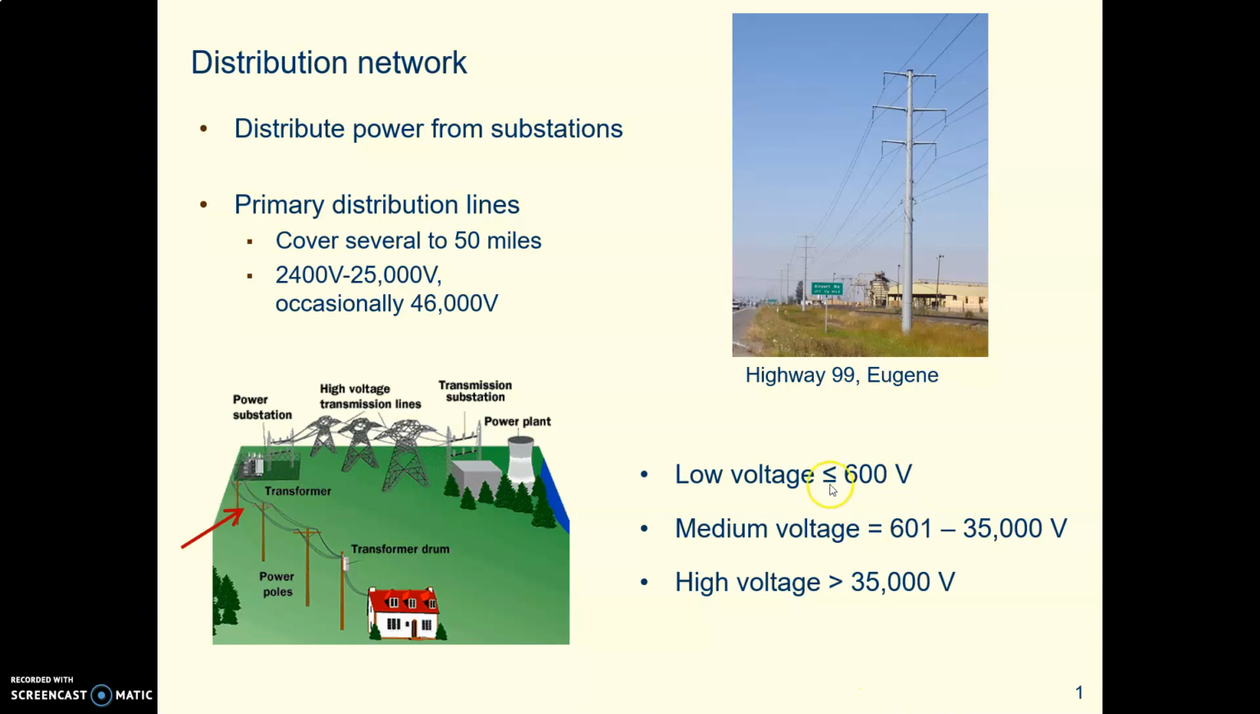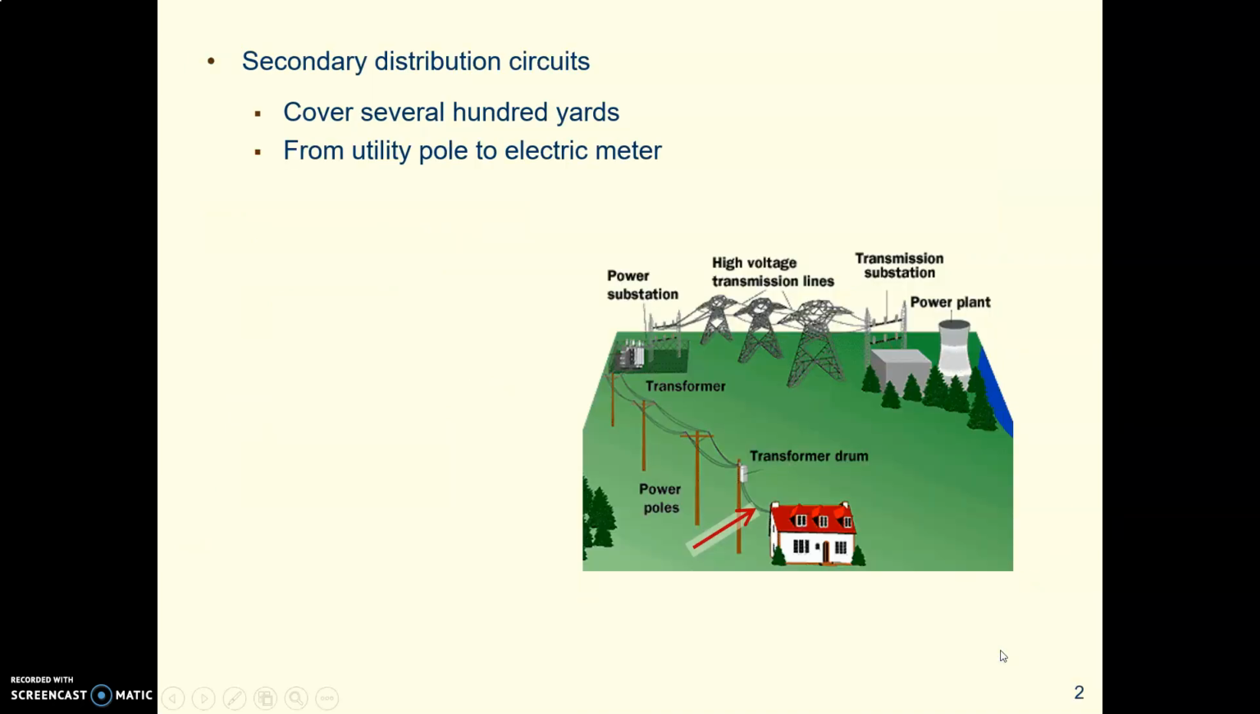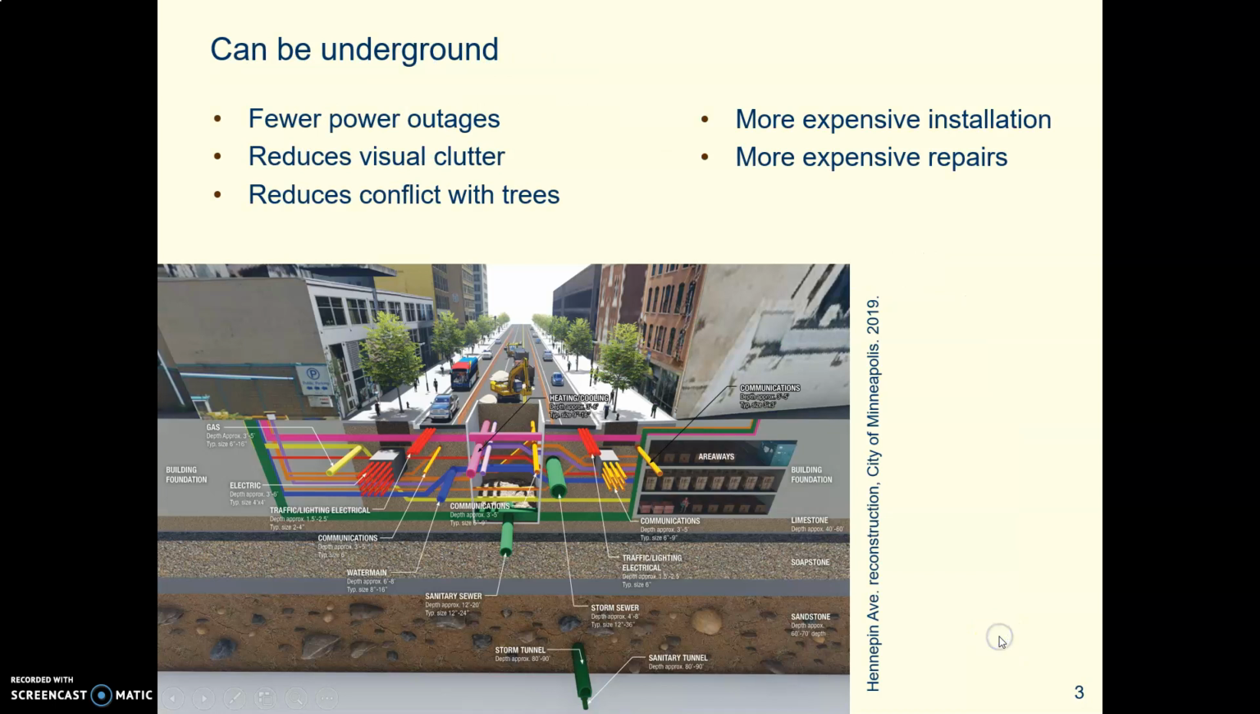And by the way, when you think about voltage level, you hear people talk about low voltage. In the context of power generation and distribution and motors, low voltage means it's less than 600 volts. And then we get from there into the meter on the building.